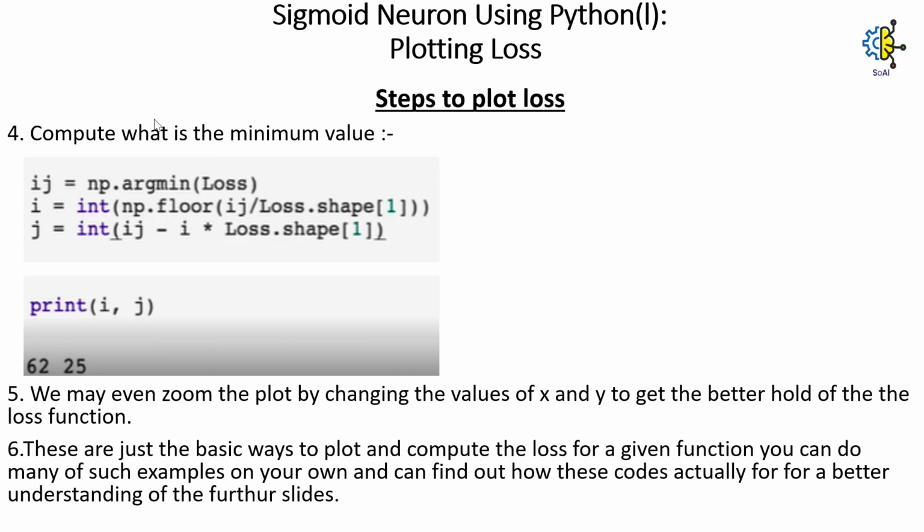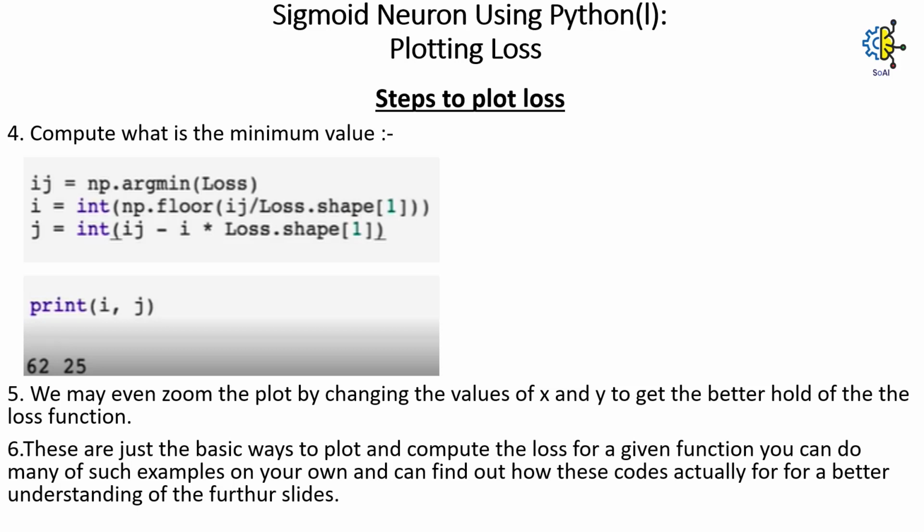Now the fourth line tells us to compute the minimum value. Here we are going to compute the minimum value. You can see ij is equal to np.argmin function with loss. i is equal to int function np.floor function ij divided by loss.shape function. j is equal to int function ij minus i into loss.shape of 1. And after that we are printing here print i, j. The value of i is 62 and the value of j is 25.